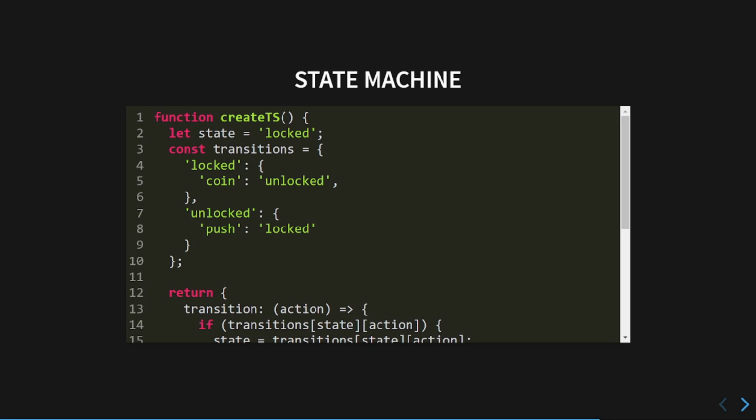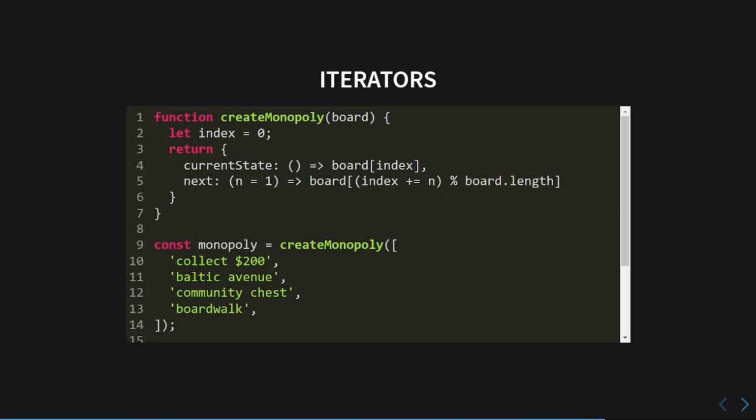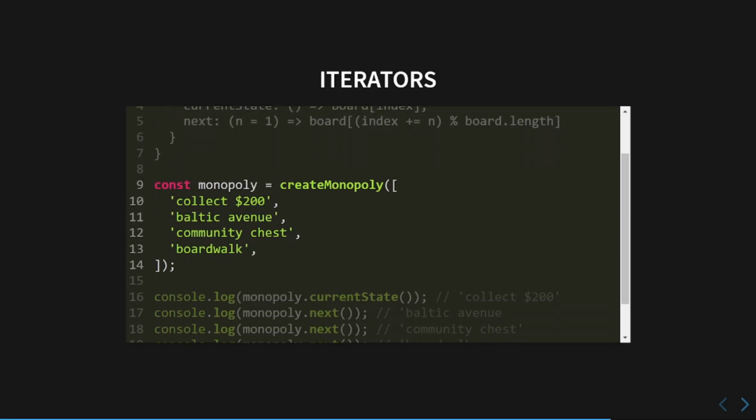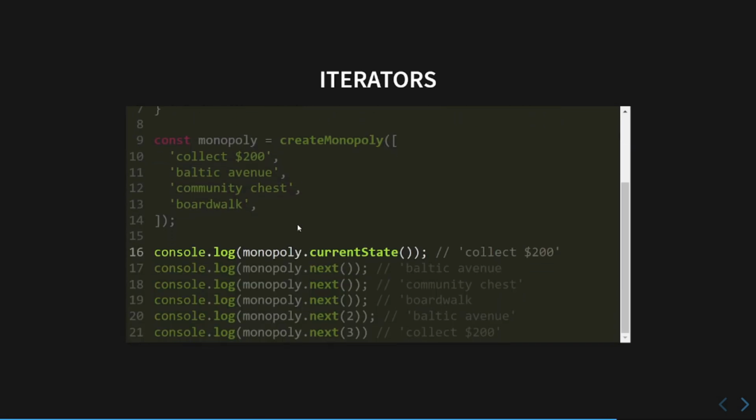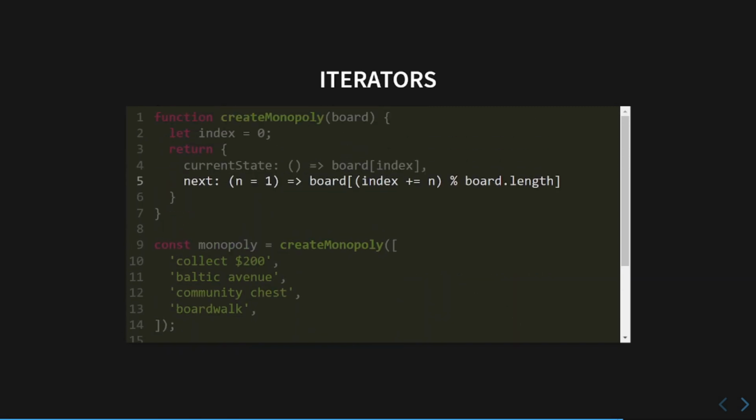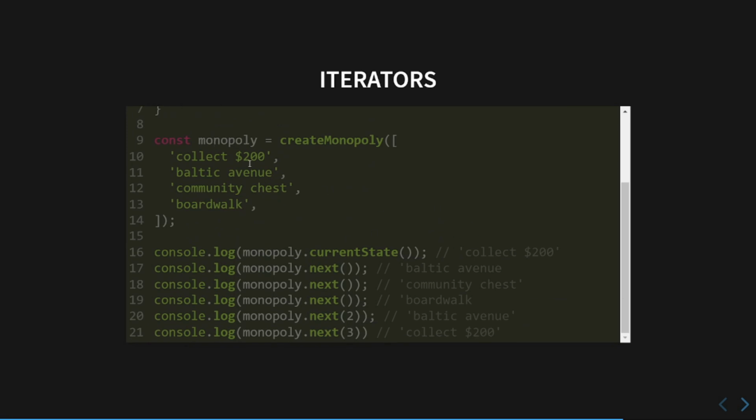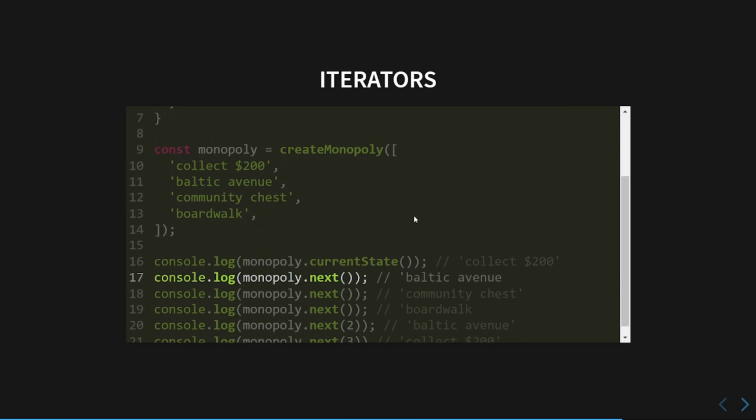Okay, so the next thing I wanted to talk about is also an iterator. This example is a little monopoly board. So we have a function called create monopoly if you pass in a monopoly board. And a monopoly board is just an array, and I've only used these few examples. So it might be collect 200, Baltic Avenue, Community Chest, and Boardwalk. So we want to console log the current state, which is the first value, which is collect 200.